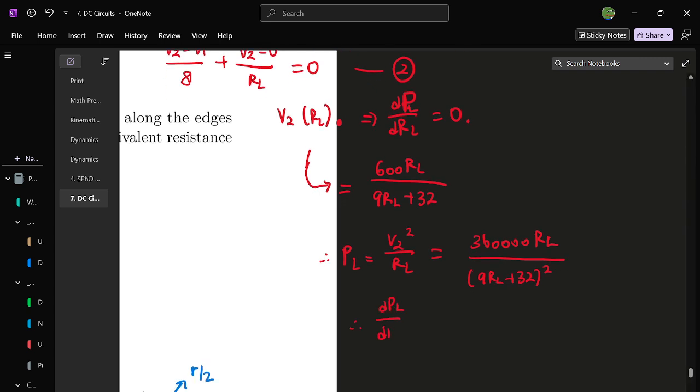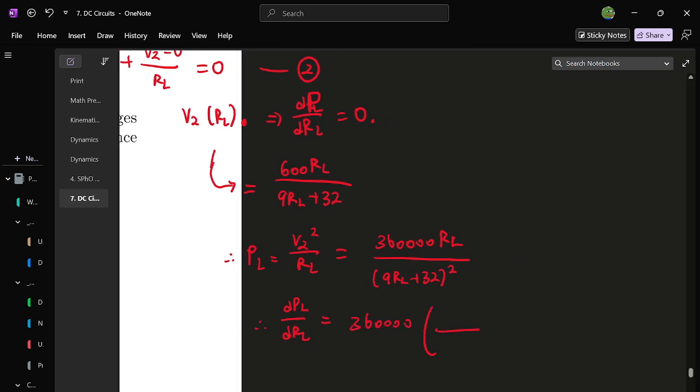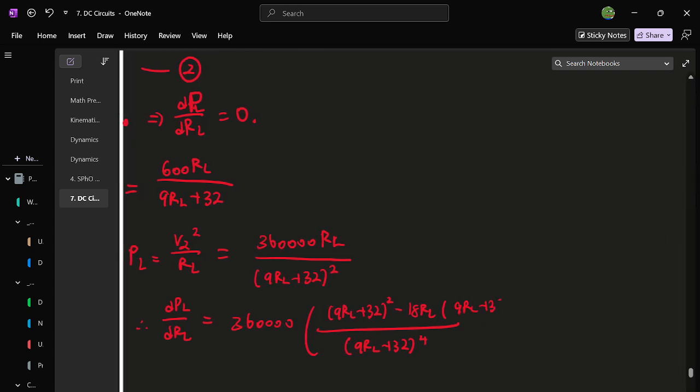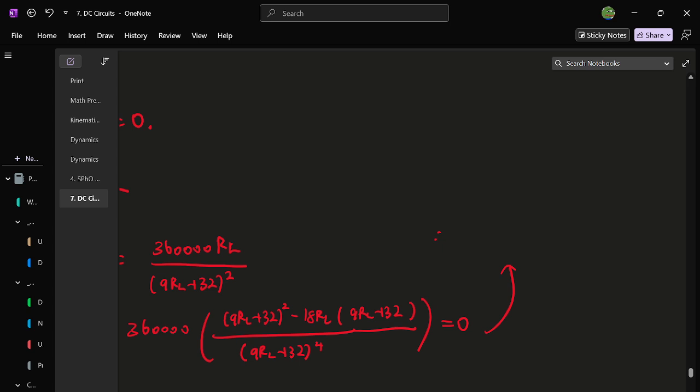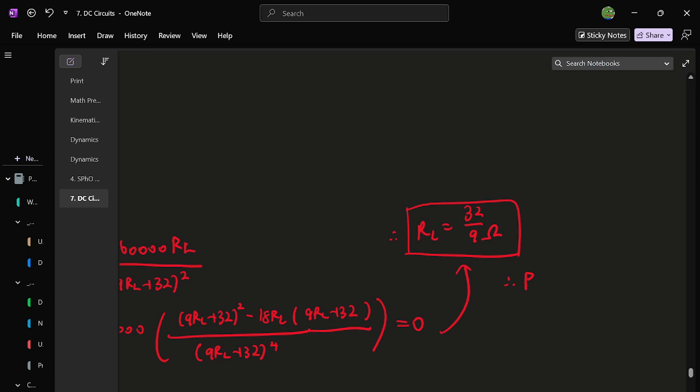So you can differentiate with respect to RL. You will get 36000. So you can solve this, you will eventually get this. This is the RL, and the corresponding PL max, you can plug it in and you get this.